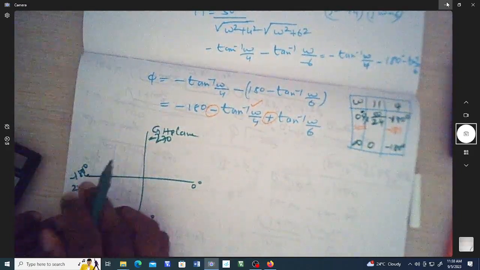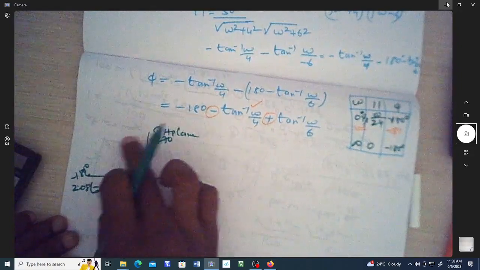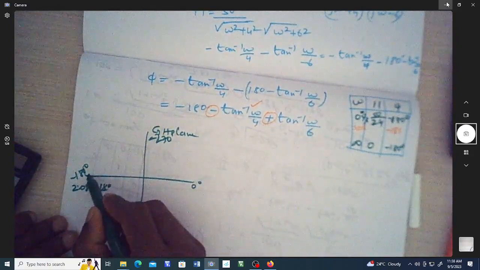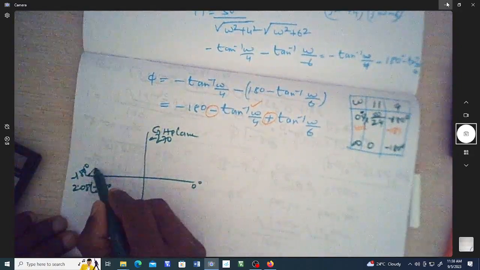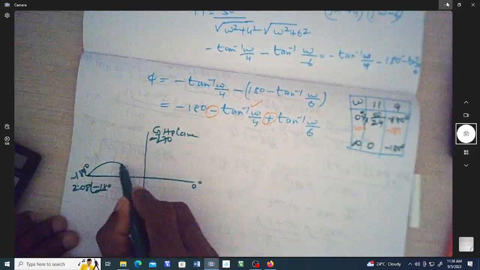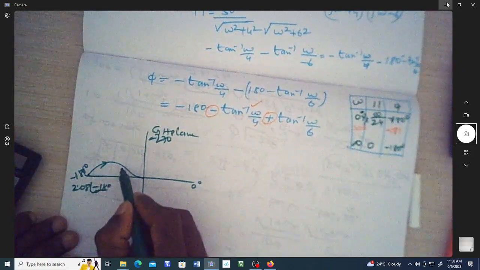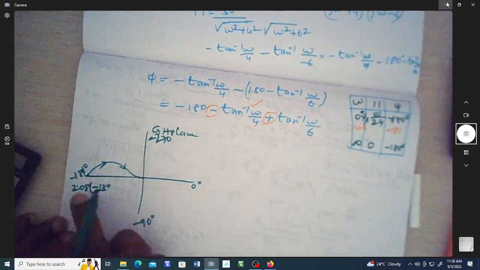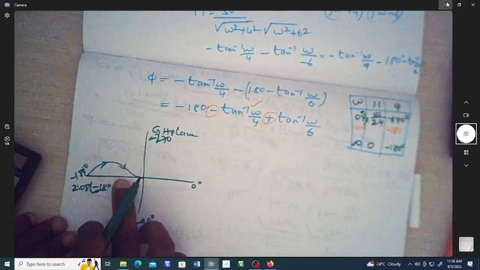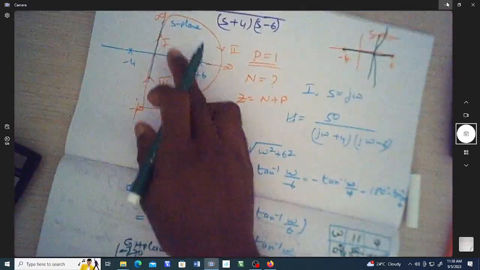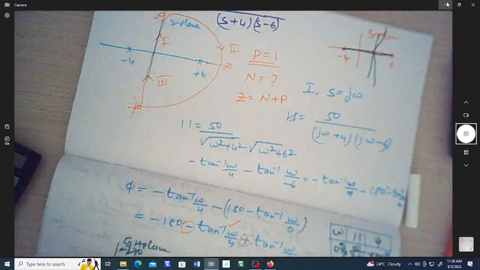So where does minus 181 come? It will come in this second quadrant. So it actually goes like this, and then again it just comes to minus 180 and the magnitude becomes 0. So this is what the plot is. This is the first segment of this contour in the GH plane.